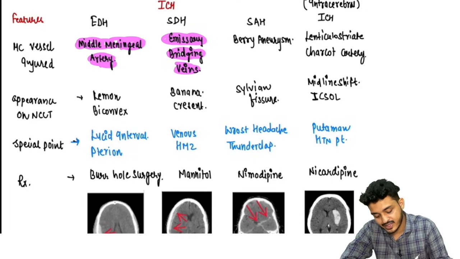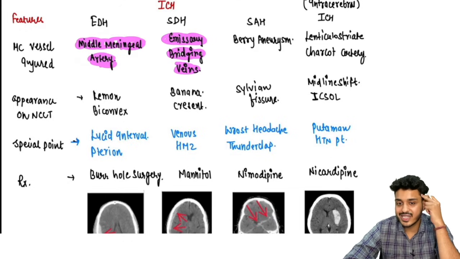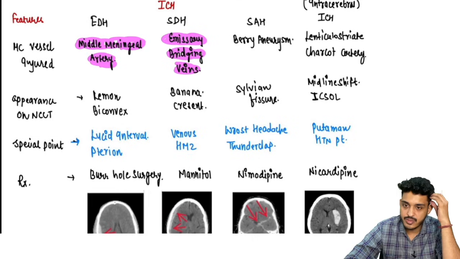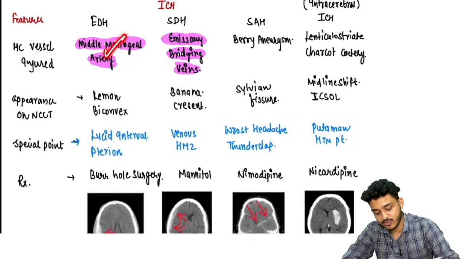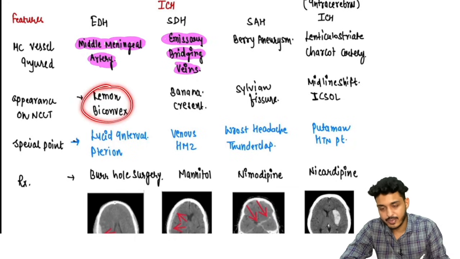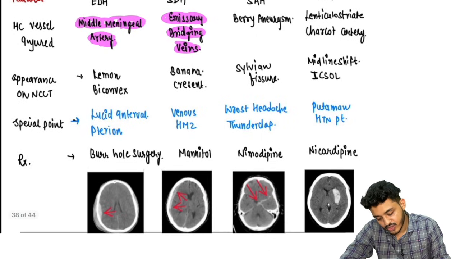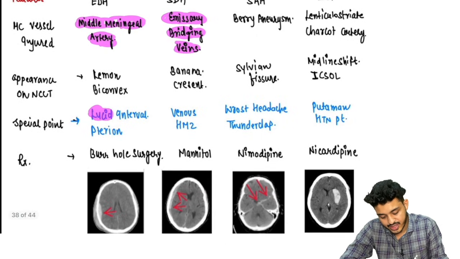So the first one we are discussing is the EDH. The most important site is going to be pterion, and it is going to involve the temporal lobe, and it is going to have middle meningeal artery involvement. On NCCT, what will we be finding? Lemon or biconvex opacities will be there, right? A special point you need to understand: you will be having a lucid interval over here.